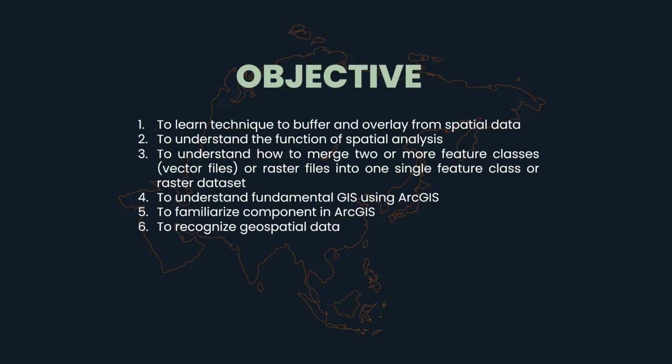Objective. First, to learn techniques to buffer and overlay from spatial data. Second, to understand the function of spatial analysis. Third, to understand how to merge two or more feature classes, which are vector files or raster files, into a single feature class or raster dataset. Fourth, to understand fundamental GIS using ArcGIS. Next, to familiarize with components in ArcGIS. Lastly, to recognize geospatial data.